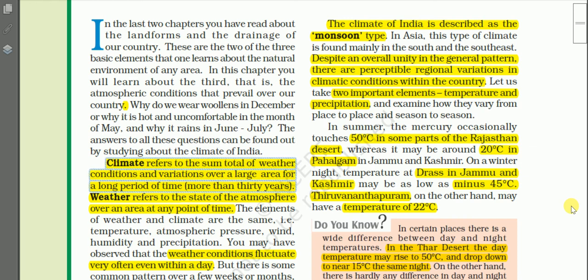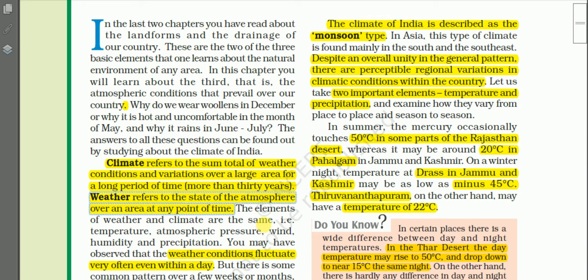Climate refers to the sum total of weather conditions and variations over a large area for a long period of time, that is more than 30 years or 40 years. Whereas weather refers to the state of the atmosphere over an area at any point of time. That means weather refers to the conditions of the atmosphere over an area at any point of time.